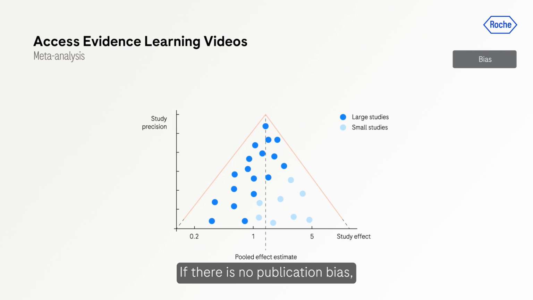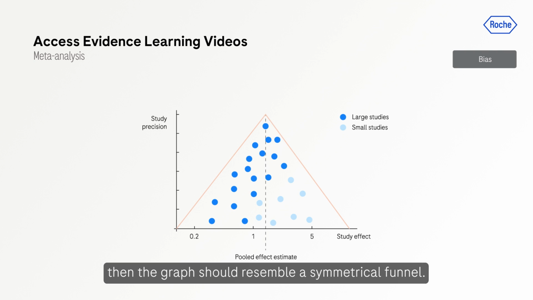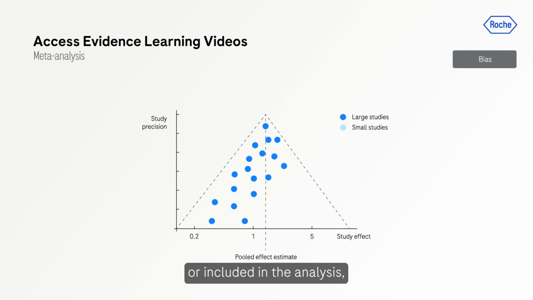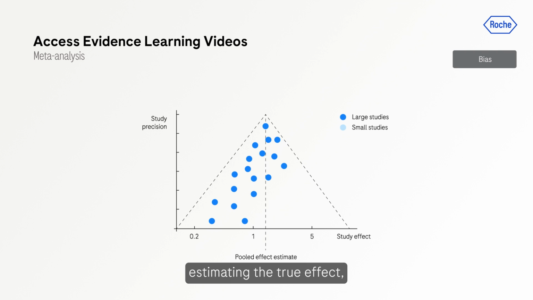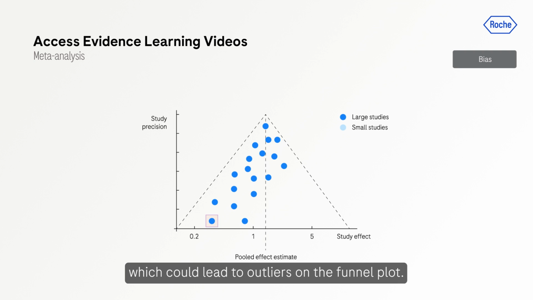If there is no publication bias, then the graph should resemble a symmetrical funnel. However, if smaller studies have not been published or included in the analysis, then the funnel plot may not be symmetrical, indicating the existence of publication bias. Occasionally, certain factors, such as per-patient inclusion criteria, may affect the likelihood of a particular study estimating the true effect, which could lead to there being outliers on the funnel plot.